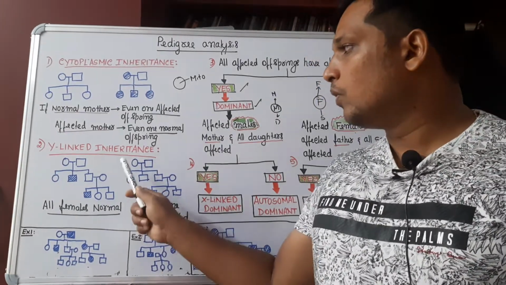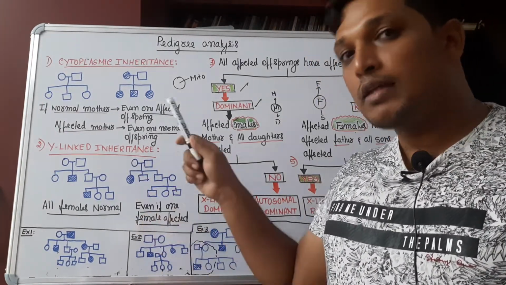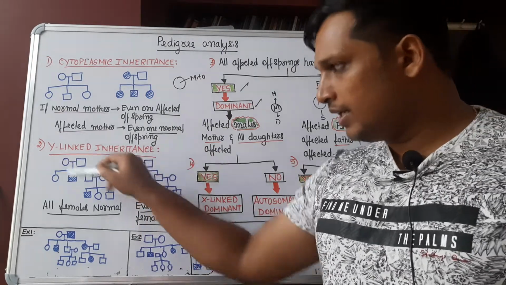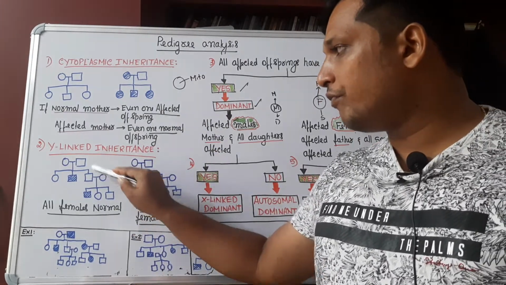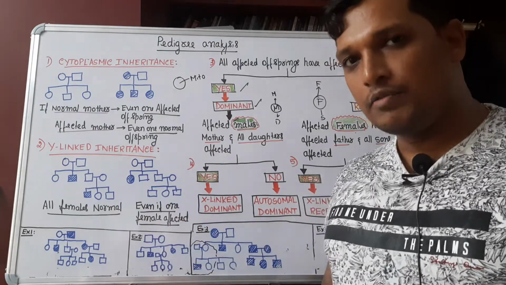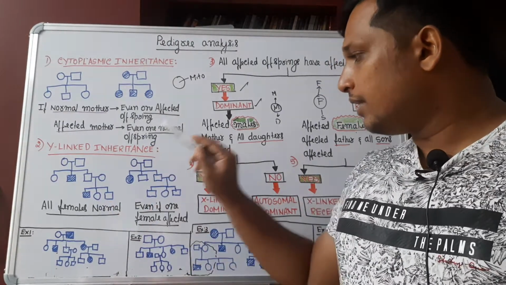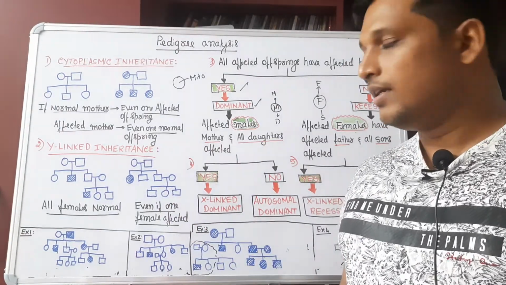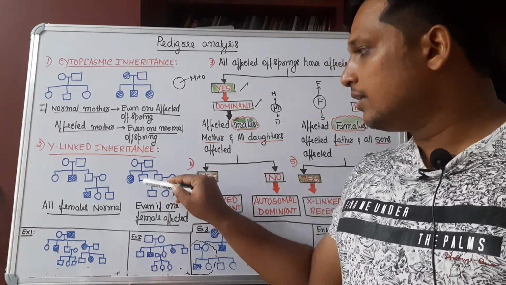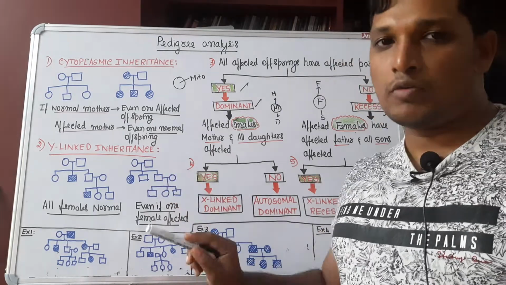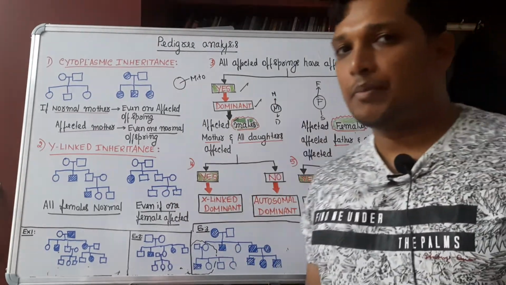The second step is to find out Y-linked inheritance. In a given pedigree chart, if all females are normal, which means only males are affected and females are normal, then it is Y-linked inheritance. If in the chart a female is affected, it is not Y-linked inheritance. You have to go to step 3.